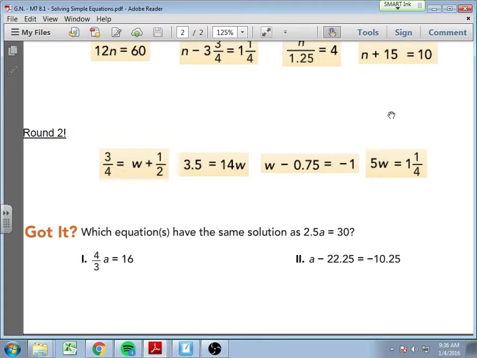Once you've got a couple solved, compare with a neighbor.